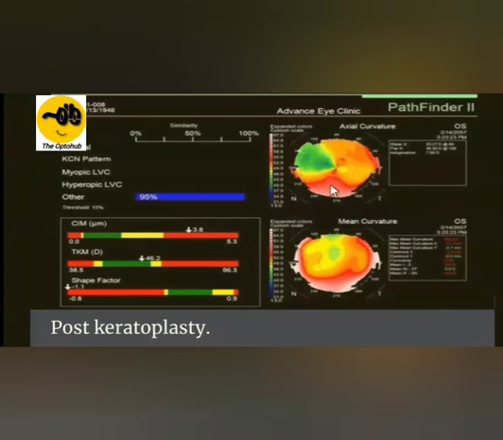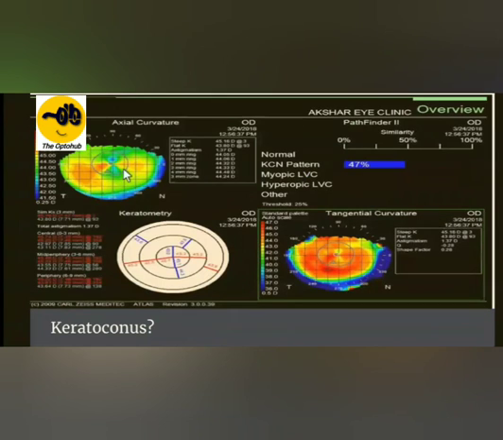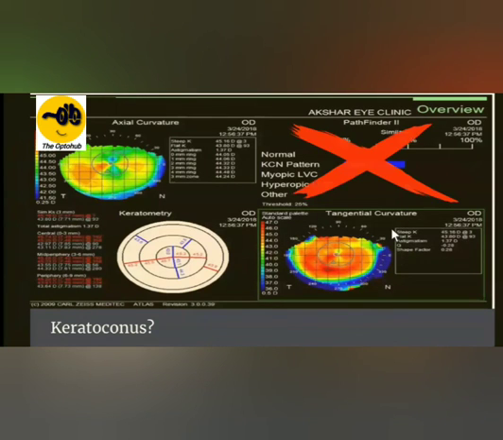So this is a post keratoplasty cornea, and you don't see any specific patterns in that, and that's why it will show you in others. So there are no specific values in CIM, TKM, or shape factors in such a case. And as I was telling you initially, the tear film is an important factor to be taken into consideration. In this case, the pathfinder will show you a KCN pattern, but this patient does not have keratoconus. It is just irregular tear film, which is mimicking keratoconus. So in such cases, you do not follow the pathfinder.